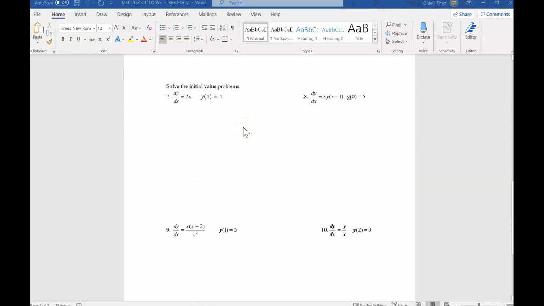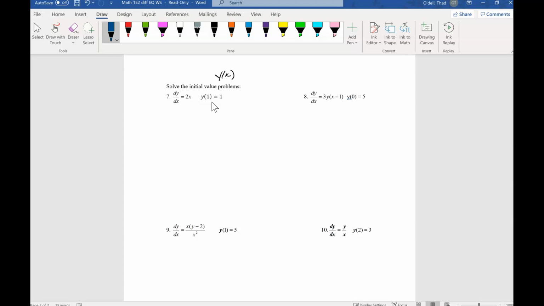The second type of differential equation is called initial value problems, where you have a differential equation and you have some information about the solution. So in this case we're saying y of x is the solution to that differential equation, and we happen to know that when you plug in 1 into that function, you get out 1. So these are called initial value problems. So you solve the differential equation to get the general solution, and then you use this extra information to actually find out what c is, so we can narrow it down to just one function.